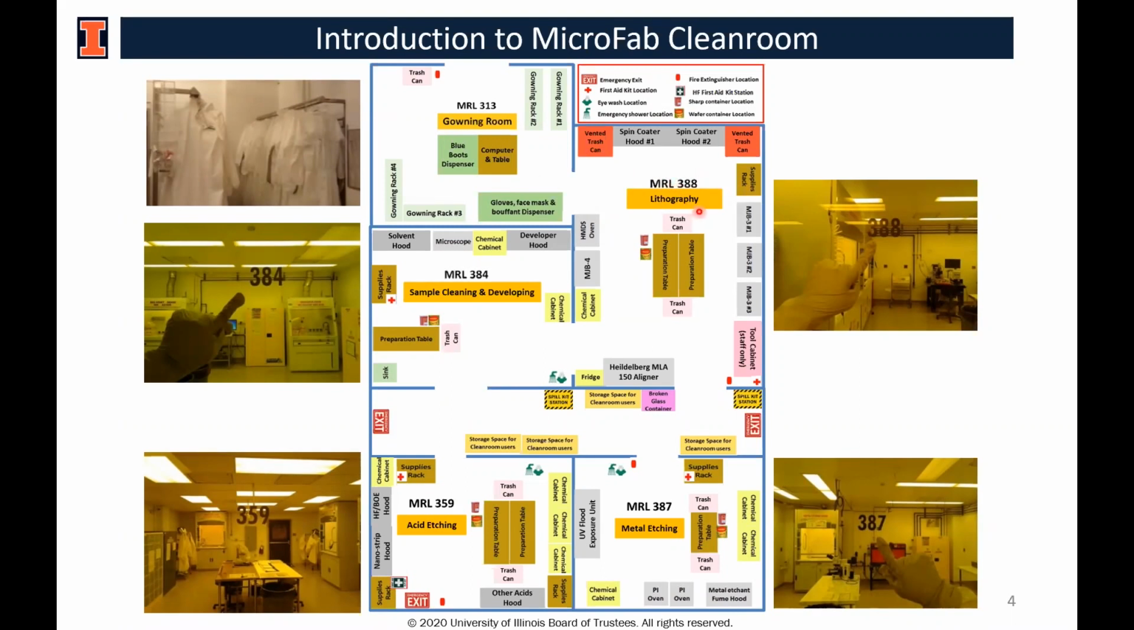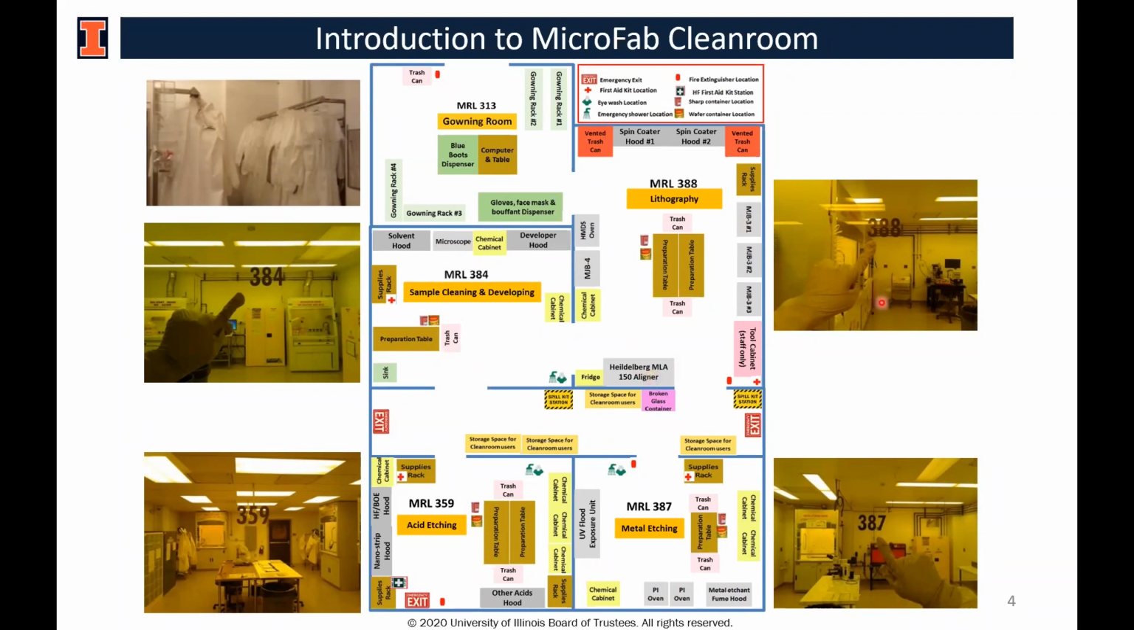388 is the lithography room, which houses the photolithography tools called aligners. You can see we have Karl Suss MJB3 and MJB4 aligners, and also there's a Heidelberg MLA 150 aligner. This one is a maskless direct writing system.